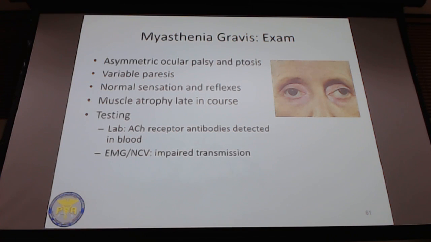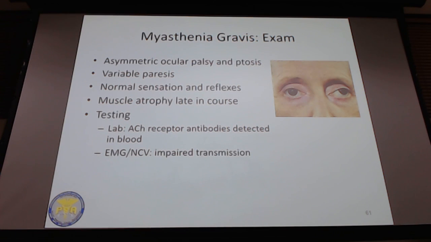The exam, so they have an asymmetric ocular palsy and a ptosis. So what's wrong with my ladies out here? Yeah, she's got it down and out on her left, right? So she's got a ptosis, and she's got an ocular palsy there. Variable paresis or partial paralysis, normal sensation and reflexes, that's neat. And then muscle atrophy is going to be late.